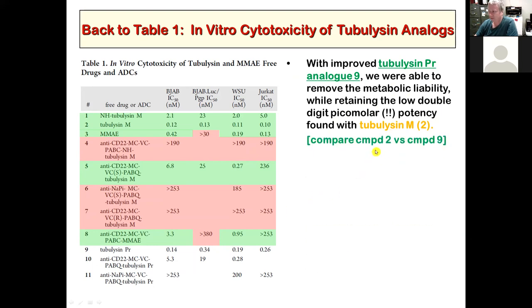So basically, let's compare 2 versus 9. 2 was the original tubulysin am, the tertiary amine, and compound 9 was their new one. Oh, look at that. Beautiful. 2 versus 9. Basically the same compound, right?